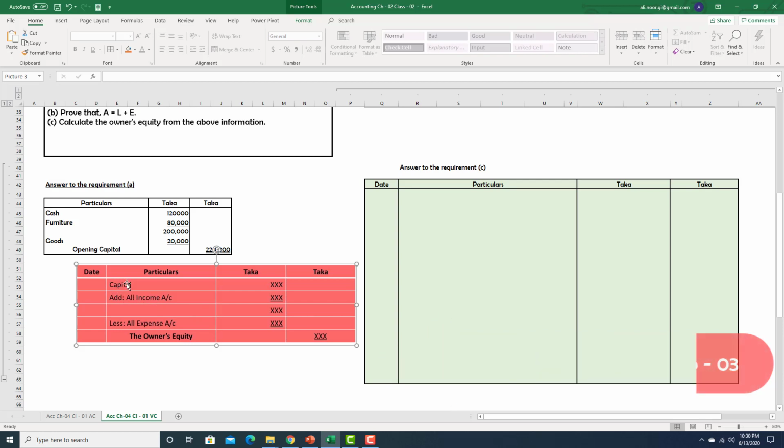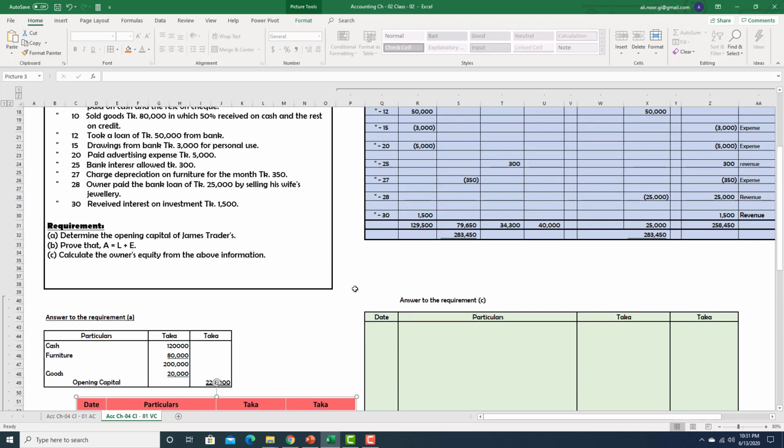You need to know about the opening capital, then you have to add all the income accounts during that month or accounting time period, and then you have to subtract all the expense accounts from the sum of capital and income, and finally you will get owner's equity. So the basic formula is capital add all income accounts and less all expense accounts, and you will finally get your required owner's equity.